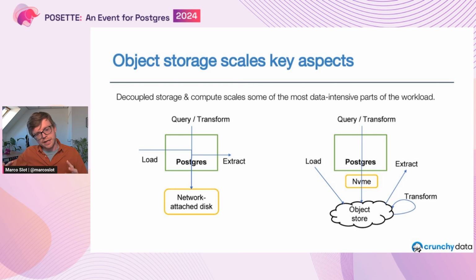But if you move the data into object stores, the big advantage is that a lot of different applications can access them at the same time, and can write to them without going through the database server. So now the load and extract and part of the transform can all happen outside of Postgres, outside of the database server, and that can just focus on queries, which is actually quite performant.